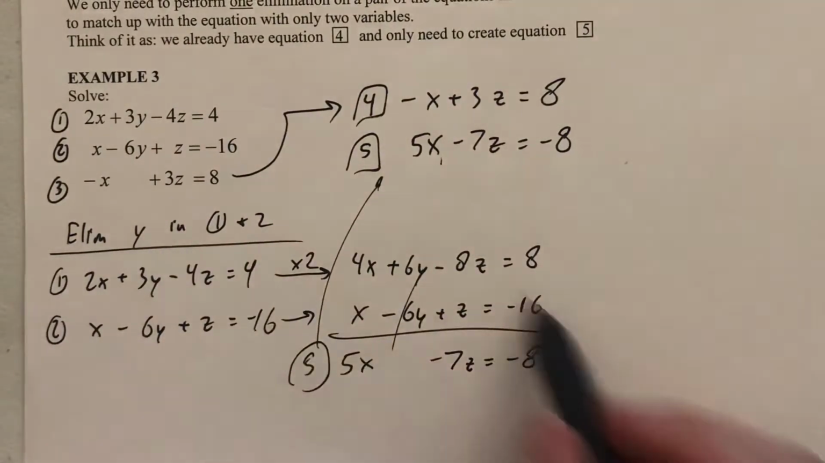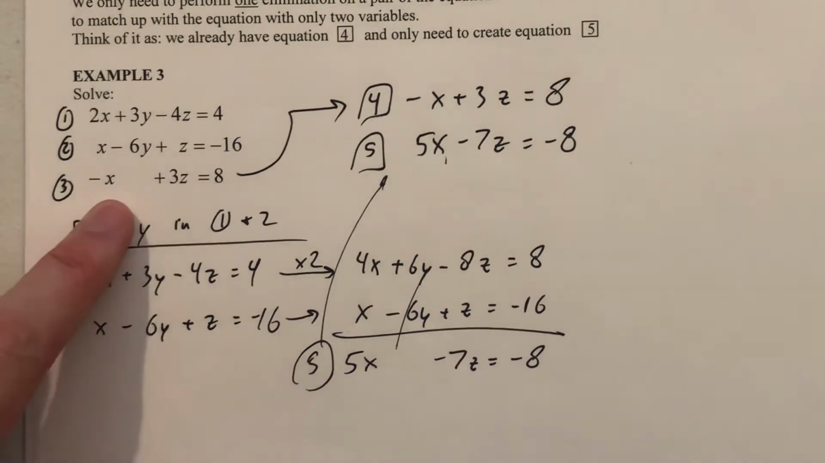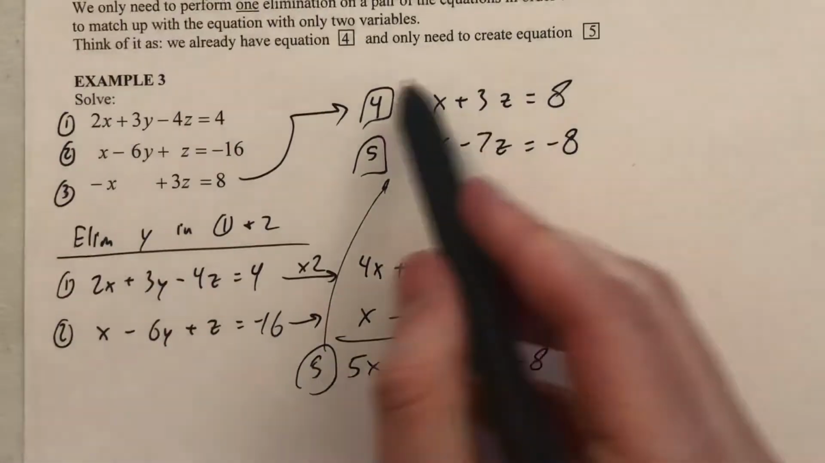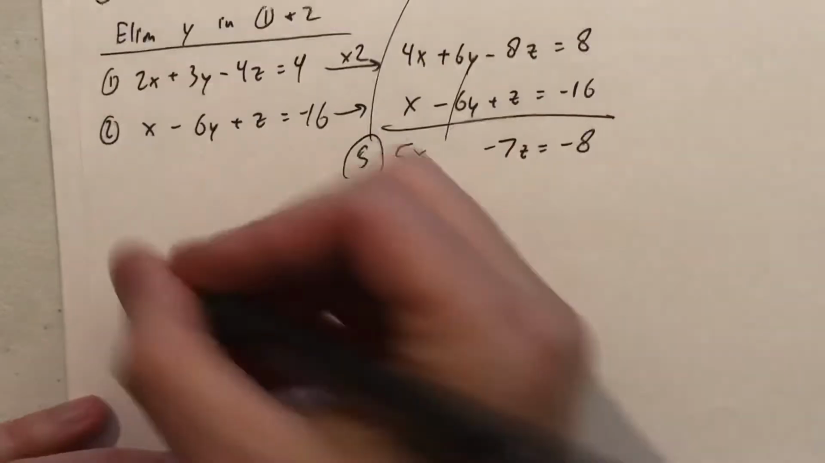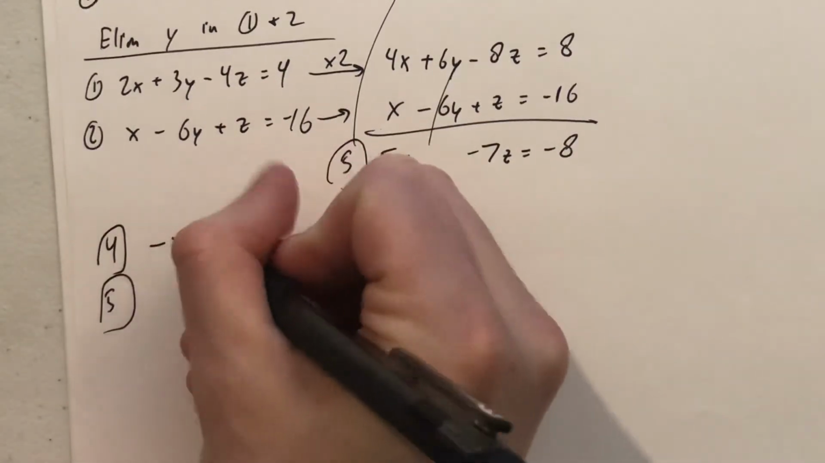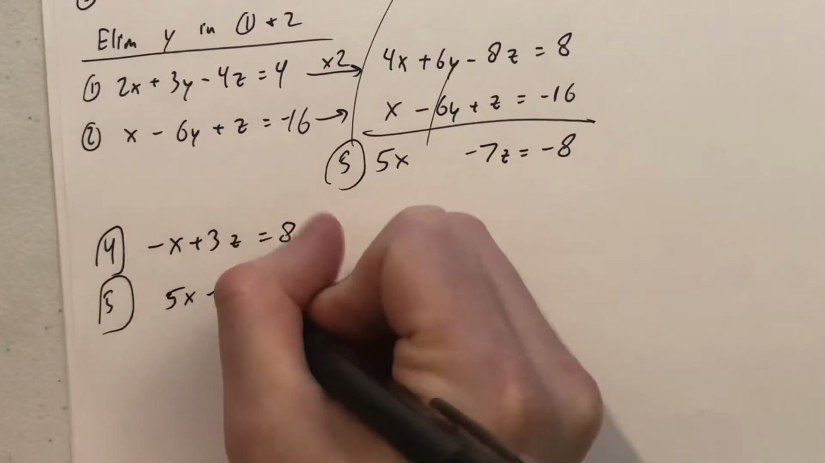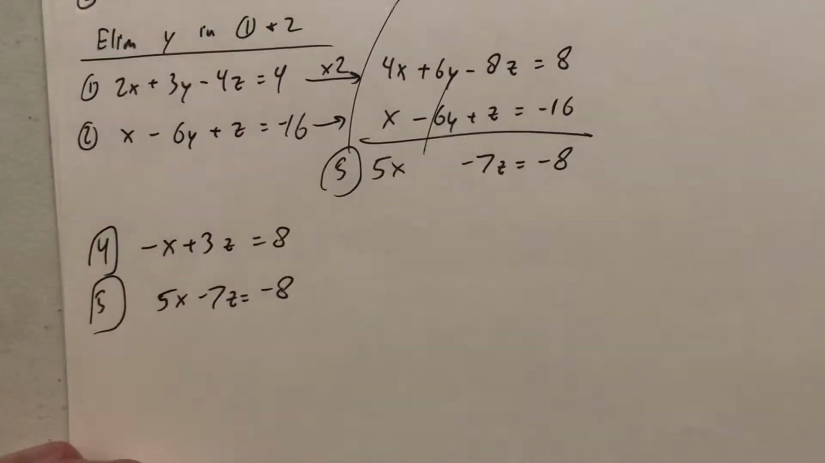So this is all we have to do. Basically, we're skipping out an entire elimination step by just taking the equation that only had 2 variables and promoting it on. But now we'll look at 4 and 5, that's our system. So negative x plus 3z equals 8. 5x minus 7z equals negative 8.